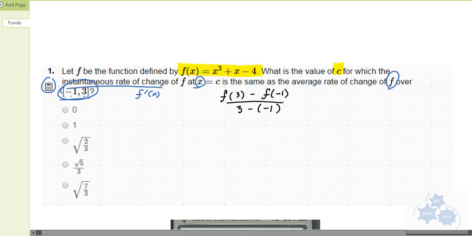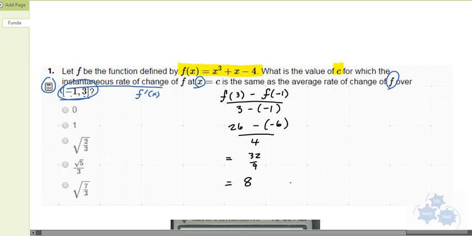And we're going to calculate the slope there. So f of 3, that's 3 cubed is 27, plus 3 is 30, minus 4 is 26, minus f of negative 1. Well, that's negative 1 cubed is negative 1, minus 1 is negative 2, minus 4 is negative 6, all over 3 plus 1 is 4. So this slope is going to be 32 over 4, which is going to give us 8.